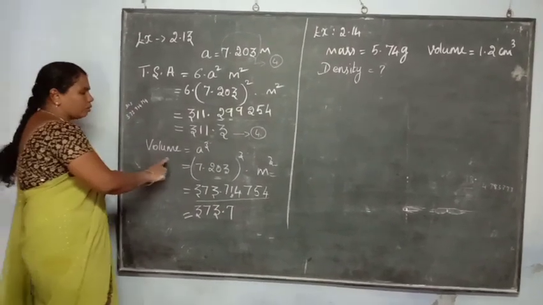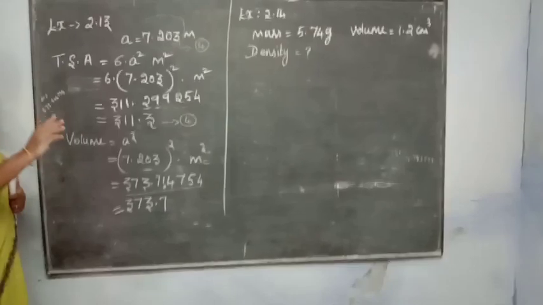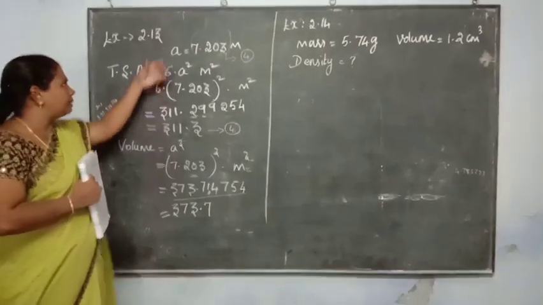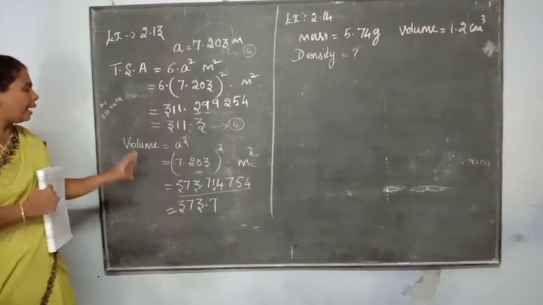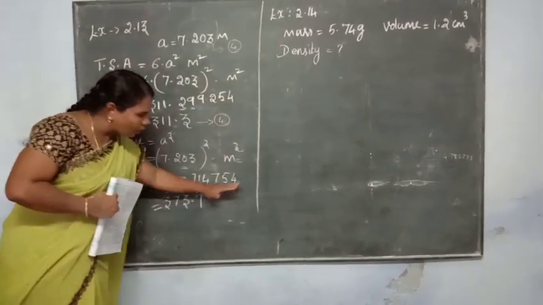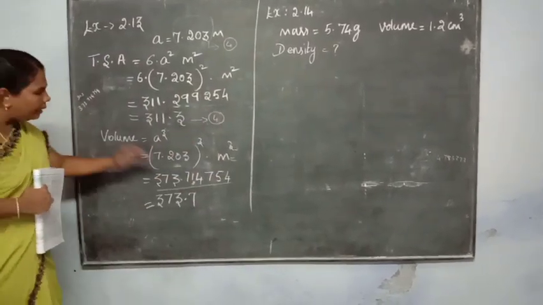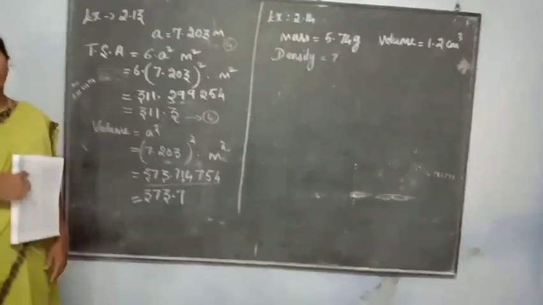Okay. And next, what is the volume? What is the volume formula? A cube. So multiplying this 7.203 into 7.203 into 7.203, again you get the answer, and the final answer possesses so many decimal places. These also must be converted into the 4 significant digits.